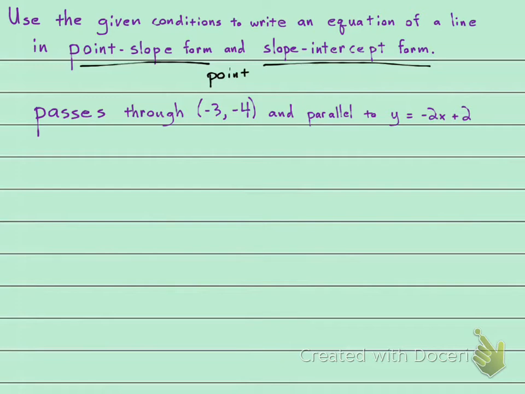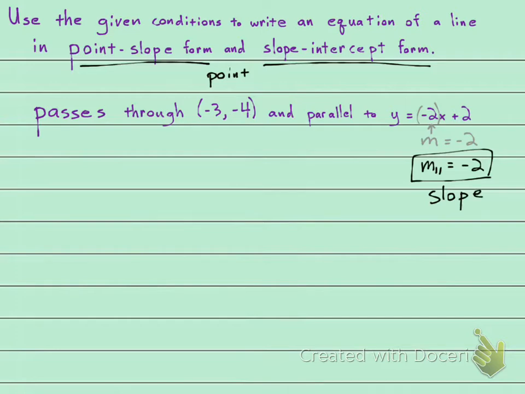What is the slope of this line right here? Well, the slope is the coefficient in front of the x. So the slope here is -2. And if our line is parallel to this line, our slope is also -2. So there's the point, and here is the slope.